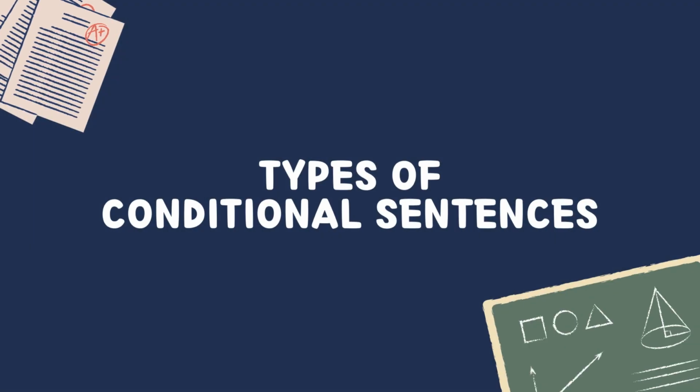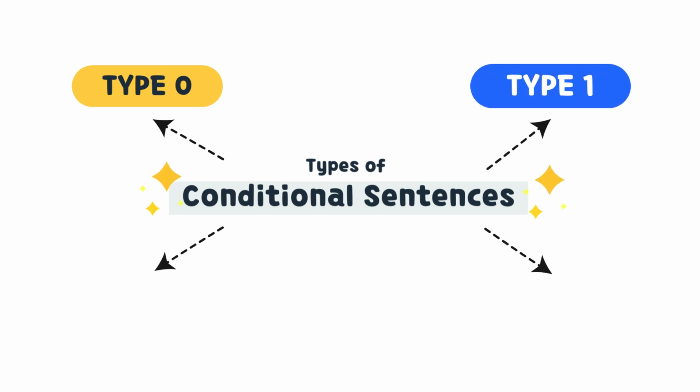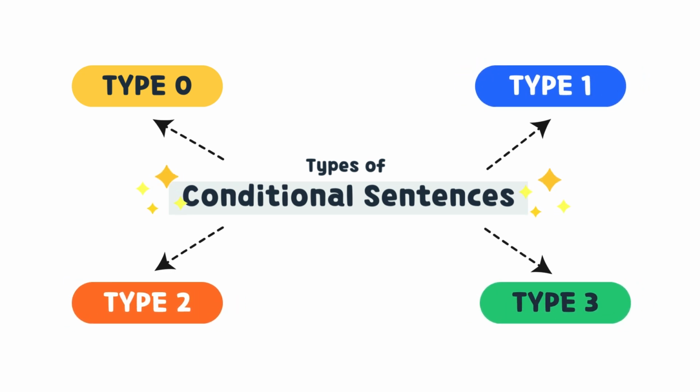Types of conditional sentences. There are 4 types of conditional sentences. Type 0, zero conditional. Type 1, first conditional. Type 2, second conditional. Type 3, third conditional.